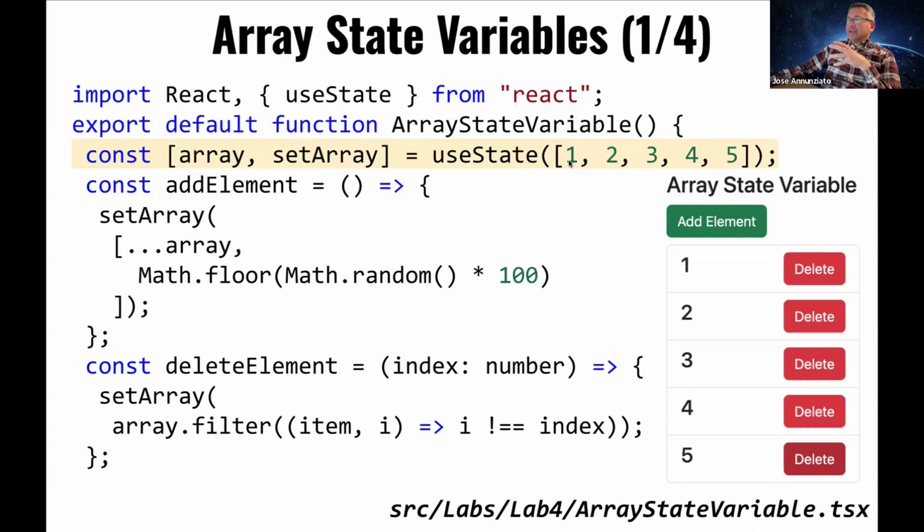a state variable that is holding the initial value of the array, numbers 1 through 5. And here we're doing something simple. These are just integers, but these could be other data types. These could be strings. These could be objects, entire objects. But let's keep it simple and just use an array of integers.